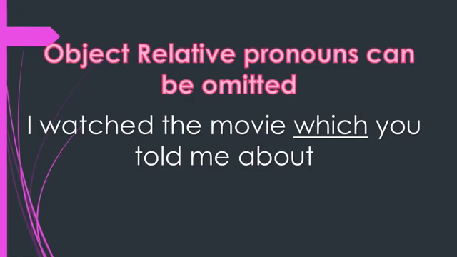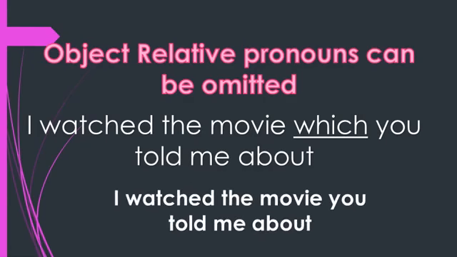Look at the example here. I watched the movie which you told me about. As we said before, which, object ولا subject? Yes, it's object. I can omit it. بقدر أحذفها. تعالوا نحذفها ونشوف الجملة. I watched the movie you told me about. شوفوا حذفنا which here. Does the meaning change؟ تغير معي المعنى. I watched the movie you told me about. غير معي؟ No, it's the same. So, if we have an object relative pronoun, I can delete it from the sentence. I can remove it with no change in the meaning.